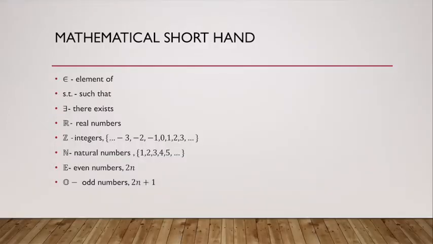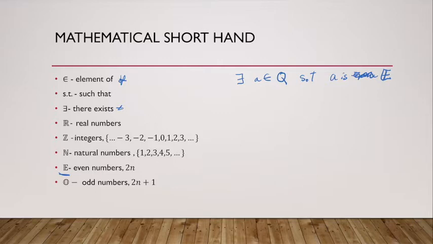So here's some refresher of mathematical shorthand. This symbol right here means element of. ST stands for such that. This backwards E means there exists. So I could say there exists an a, an element of a set Q, such that a is even. Or I could have used this symbol for the even integers, right? This is just some mathematical shorthand you're going to see as you're going through the book, and I didn't want you to get confused.